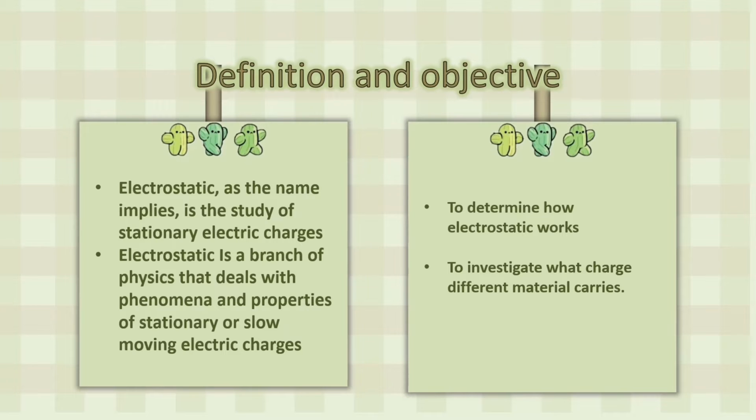The charge on plastic rubbed with fur is defined as negative, and the charge on glass rubbed with silk is defined as positive. Our objective in this experiment is to determine how electrostatic works. The second is to investigate what charge different materials carry.